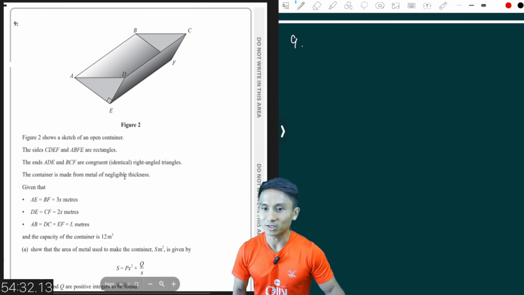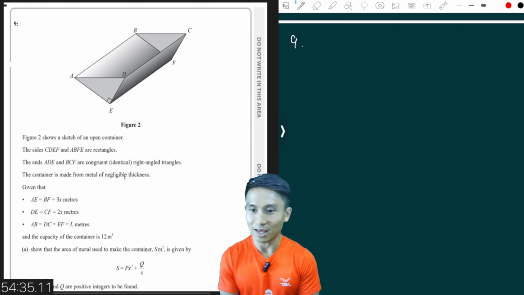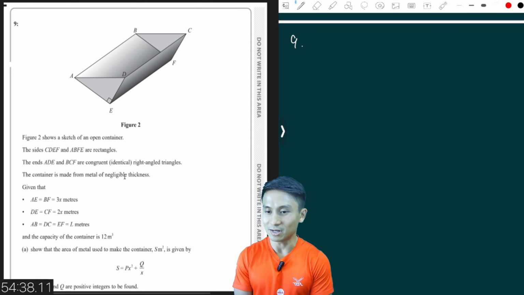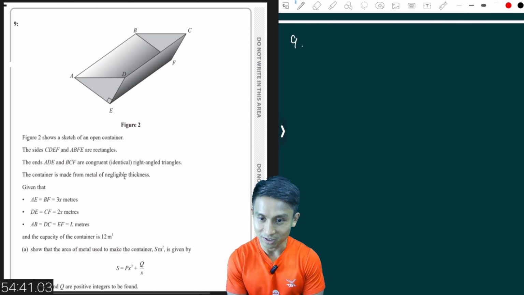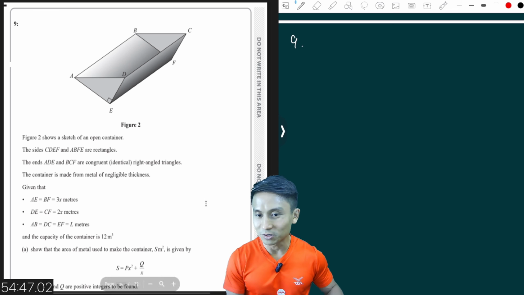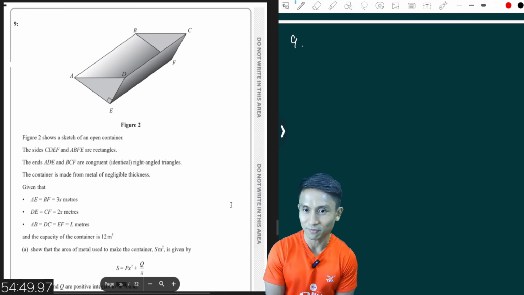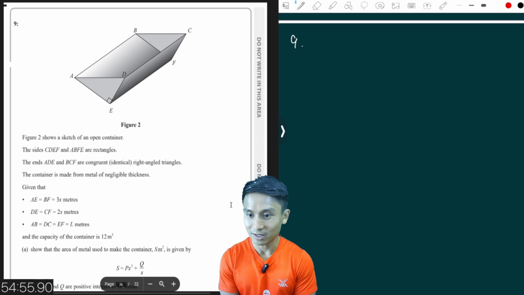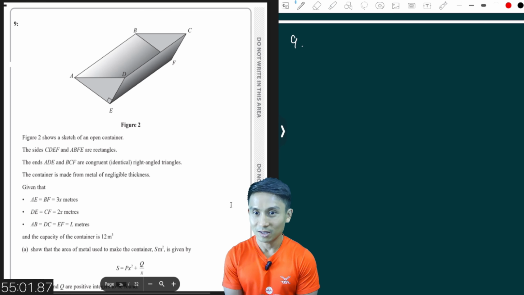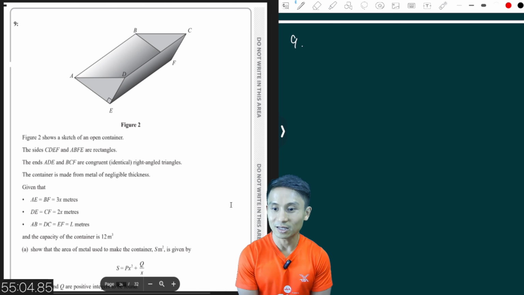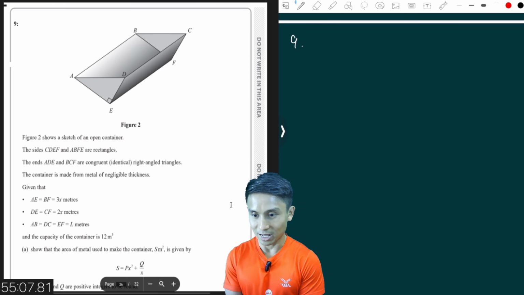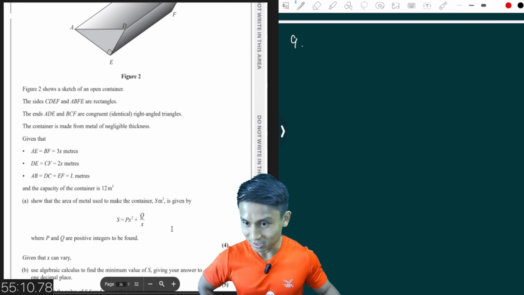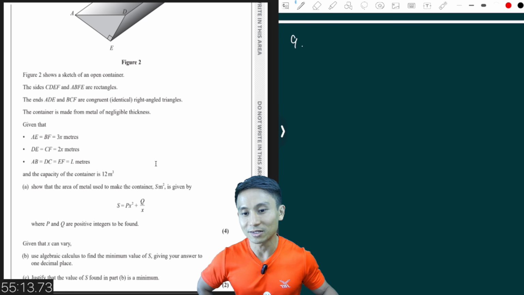Number 9, figure 2 shows a sketch of an open container. The sides CDEF and ABFE are rectangles. The triangles ABE and BCF are congruent, identical. Okay, it's just a cross section there. The container is made from metal of negligible thickness. Given that AE equals BF, DE equals 2x, and AB equals DC equals EF, all the edges there, and the capacity of the container is 12 cubic meters. Show that the area of the metal used to make the container is that.